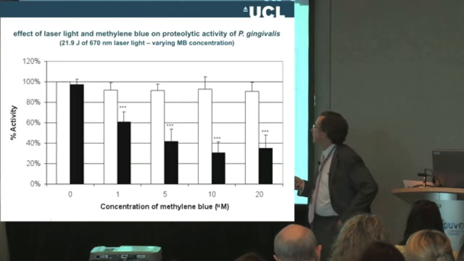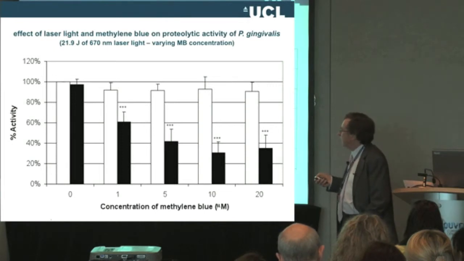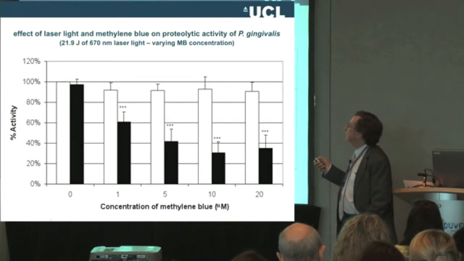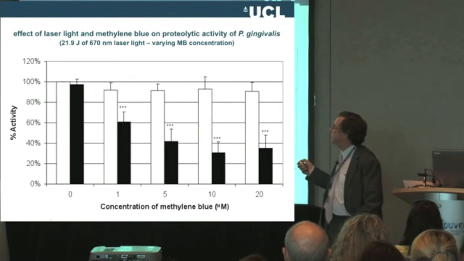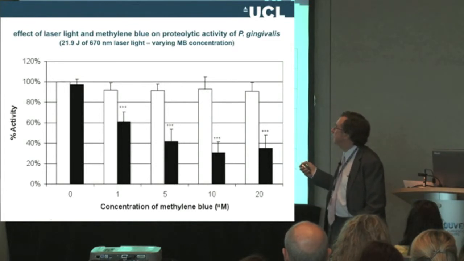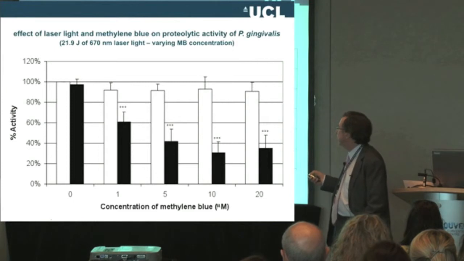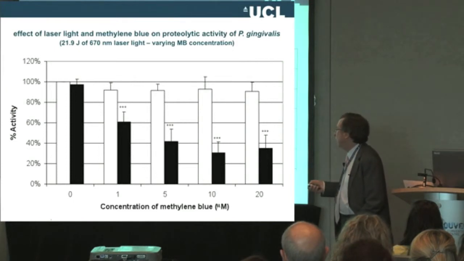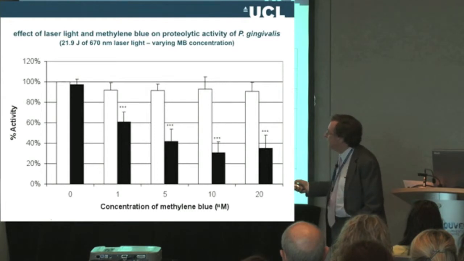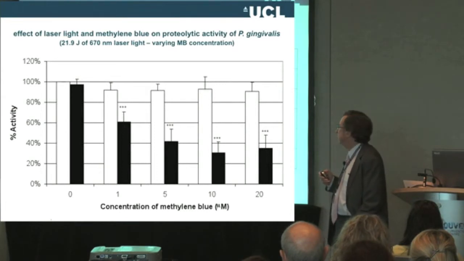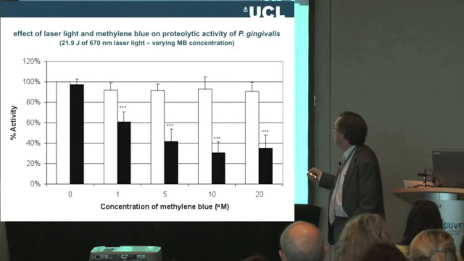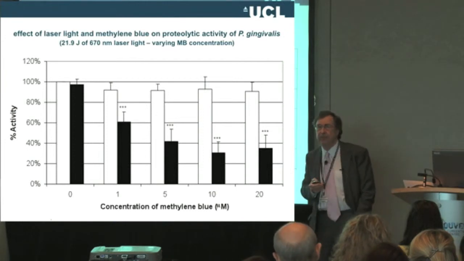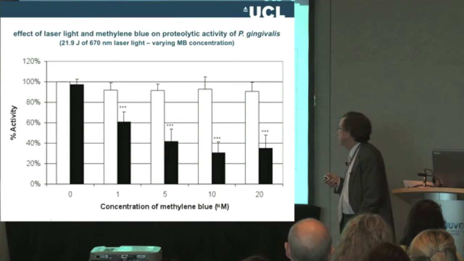can inactivate virulence factors. This is a complex slide showing the effects of light and methylene blue on the proteolytic activity of Porphyromonas gingivalis. So we're using 670 nanometer laser light to activate this methylene blue. We're using 21.9 joules and different concentrations of methylene blue from 0 to 20 micromolar. And this is the activity of the P. gingivalis protease. And you can see we get a dose-dependent effect, and we can get considerable reduction of the activity of the protease. Now, this is something that most antibiotics cannot do. In fact, no antibiotic can do this.